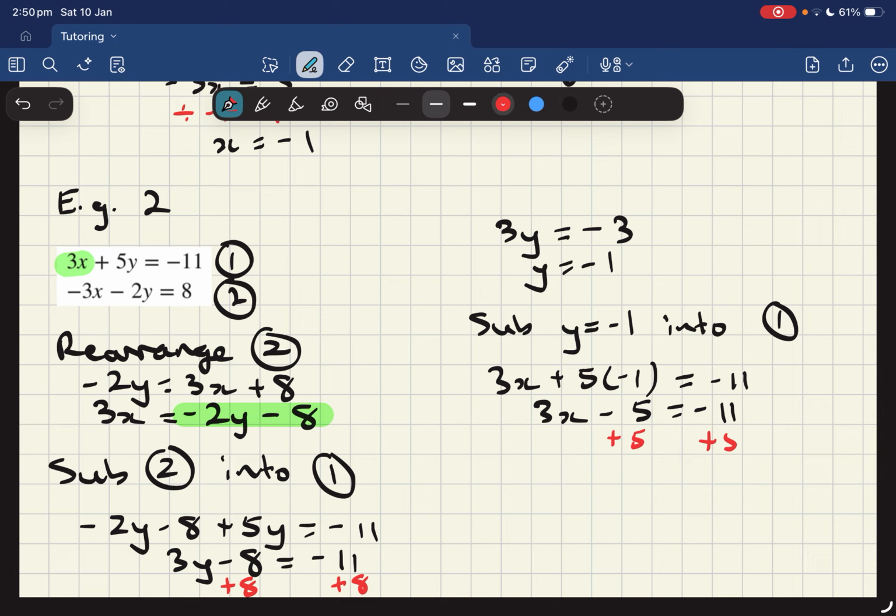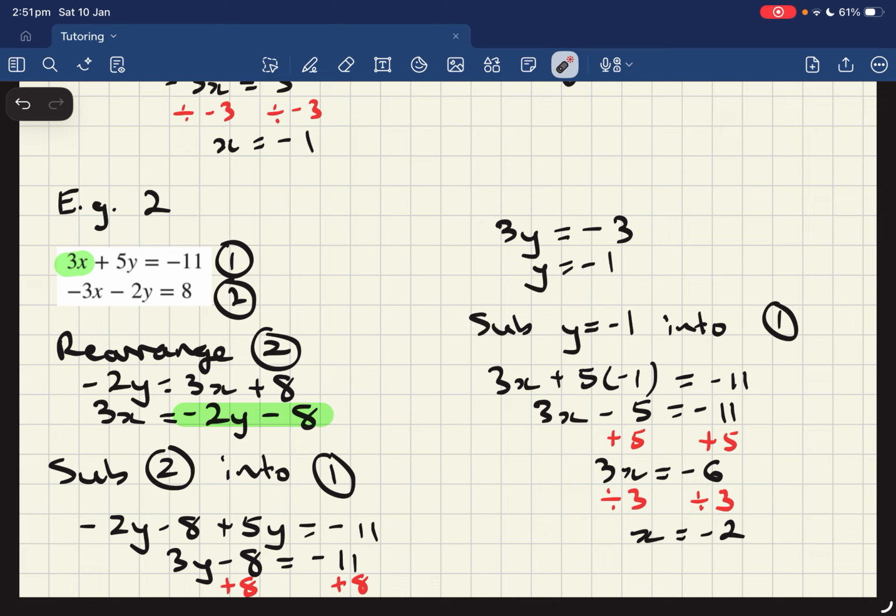So I just am solving systematically now. So I'm adding 5 to both sides. I get 3x equals negative 11 plus 5 gives us negative 6. And I divide both sides by 3. I get that x equals negative 2. So this is my solution to the simultaneous equations. Y equals negative 1 and x equals negative 2. This is how we can solve our simultaneous equations by substitution.